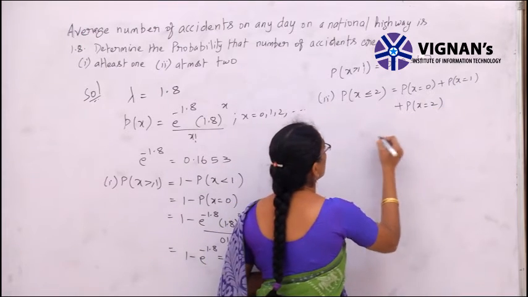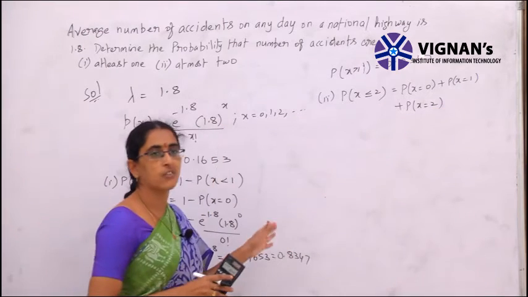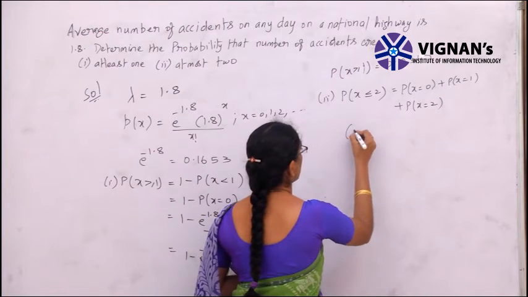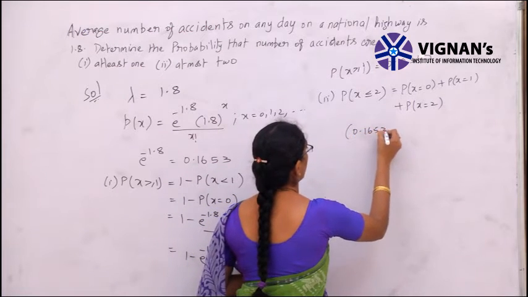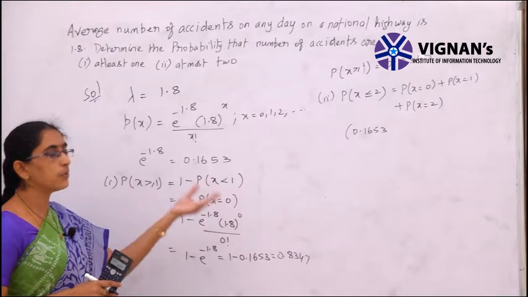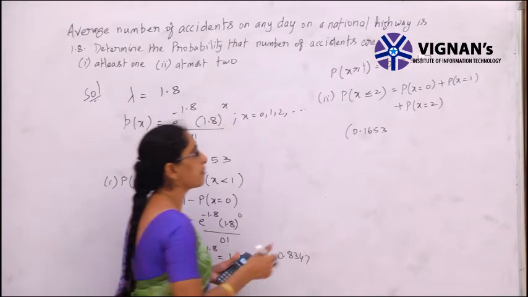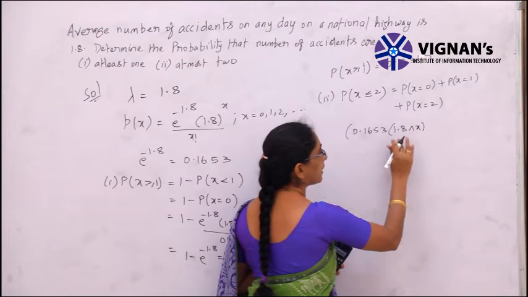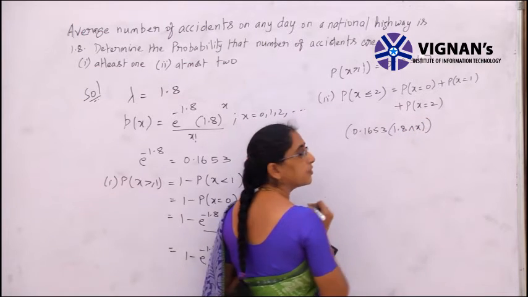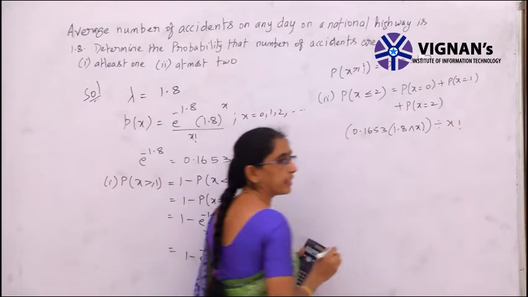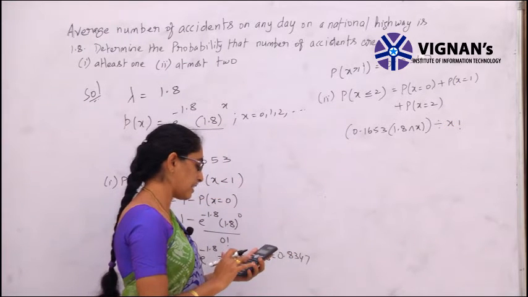Right? So, again for this we have to give the equation in the CALC. So, give the equation as 0.1653, that is e power minus 1.8, into 1.8 power x, lambda power x. So 1.8 power x, close the bracket for the power and for the entire numerator, then divided by x factorial. Now give the equation in the CALC.